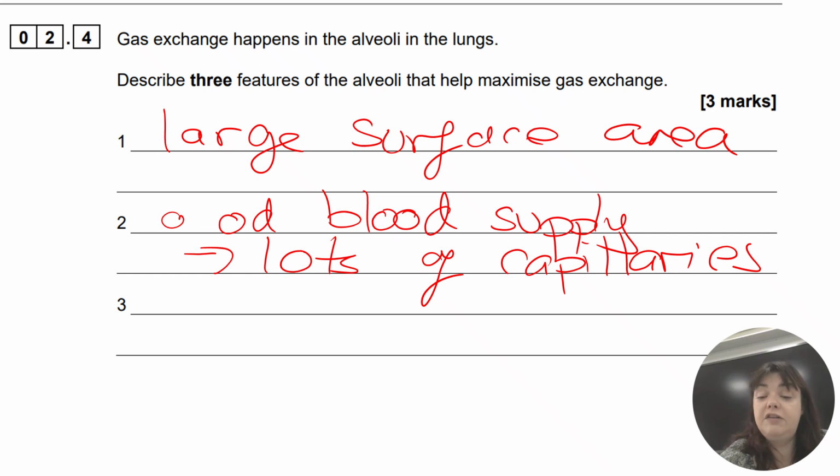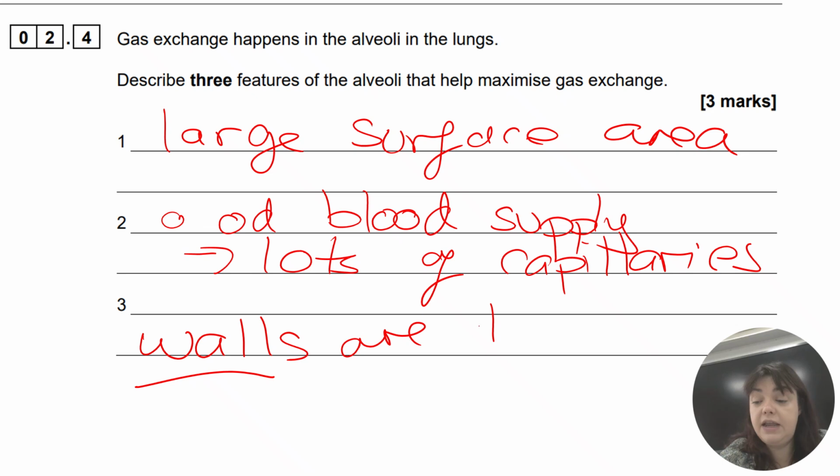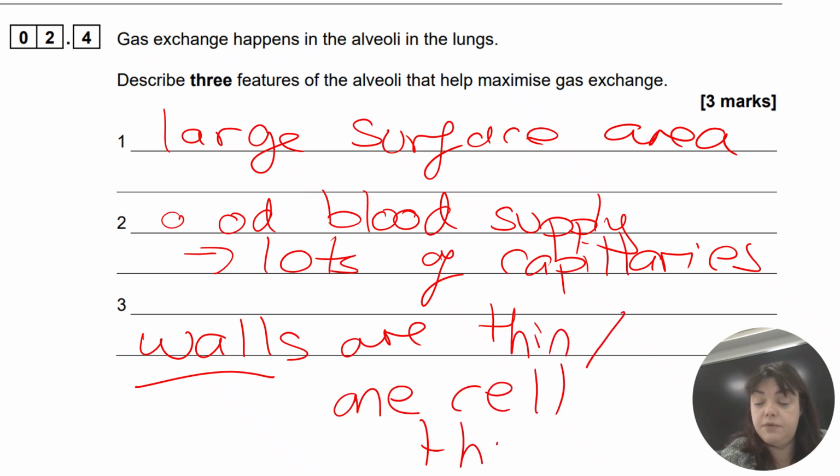And then now remember this one, the walls are thin or 1 cell thick. Okay. Alveoli are thin. Alveoli are 1 cell thick. No. Okay, it has to be the walls of the alveoli are 1 cell thick. Any reference to membranes? No. Okay. Anything to do with them being moist or to maintain that steep concentration gradient? No, because that is an effect of the other things that we've talked about.